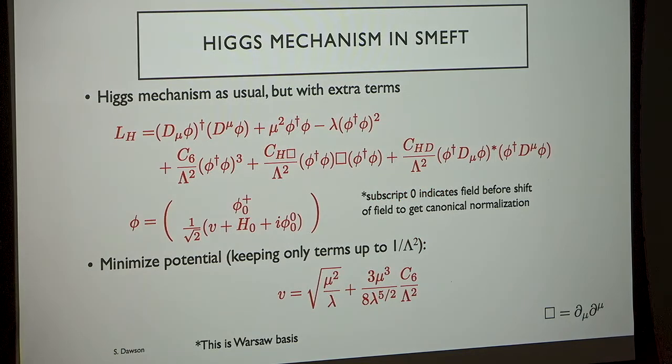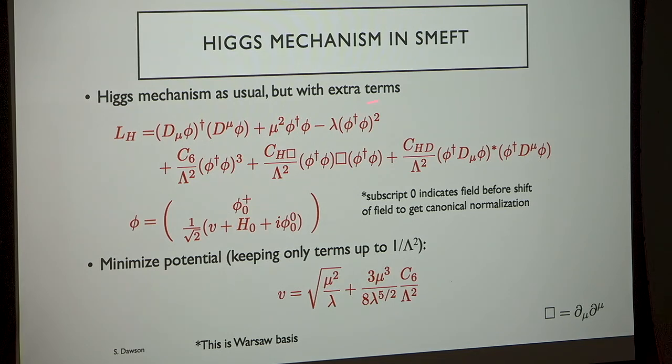Okay, so let's talk about the Higgs mechanism in SMEFT. On Monday, I derived the Higgs mechanism in the standard model, and I calculated the gauge boson masses and so forth. And it shouldn't surprise you that this is just identical here. There's no magic. So the Lagrangian is just what I started with: D_mu phi dagger D^mu phi, minus mu squared phi dagger phi, minus lambda (phi dagger phi) squared.